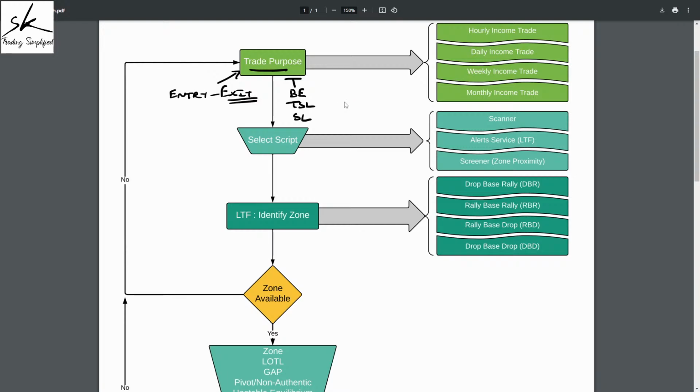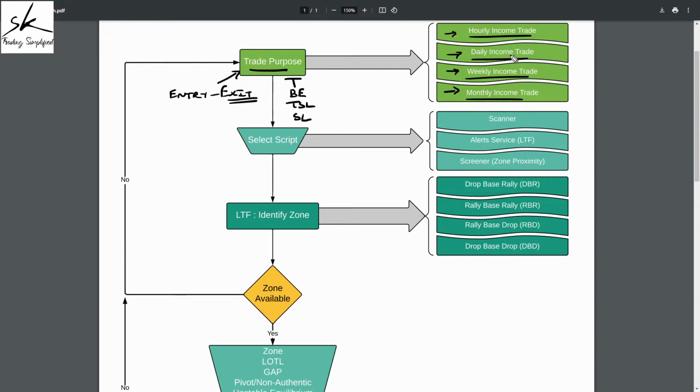So what I've done is I have divided these trades into four different purposes, and we call them hourly income, daily income, weekly income, monthly income. Hourly income implies a trade where my expectation is this trade can last for an hour or a few hours. Daily income, a trade which can last for a day or few days. Weekly income, a trade which can last for a week or few weeks. And monthly income, a trade which can last for a month or few months.